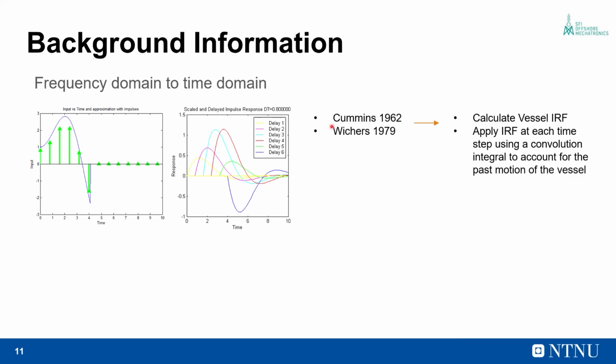Now this concept was suggested by Cummins in 1962, and in the paper by Vickers in 1979, they implement this method, where they calculate the vessel impulse response function and apply the impulse response function at each time step using a convolution integral to account for the past motion of the vessel.